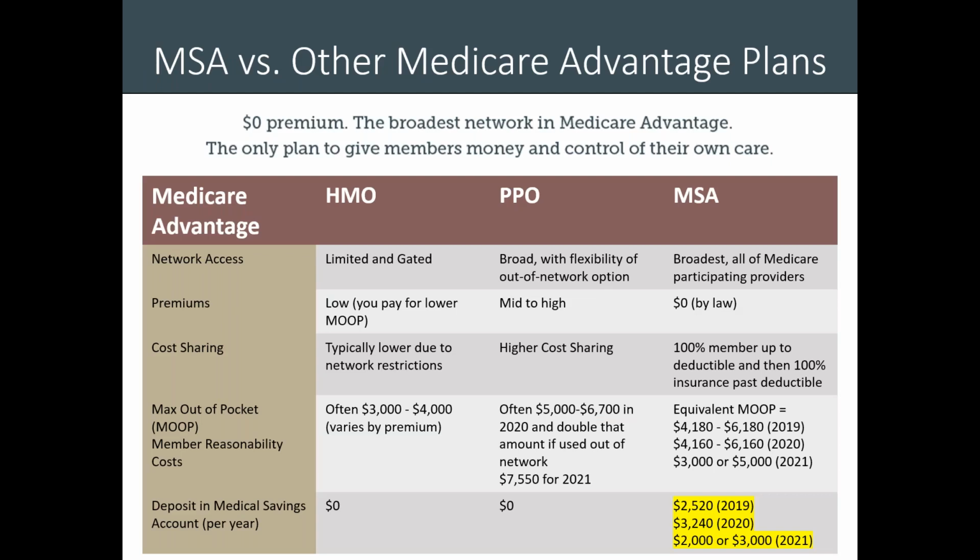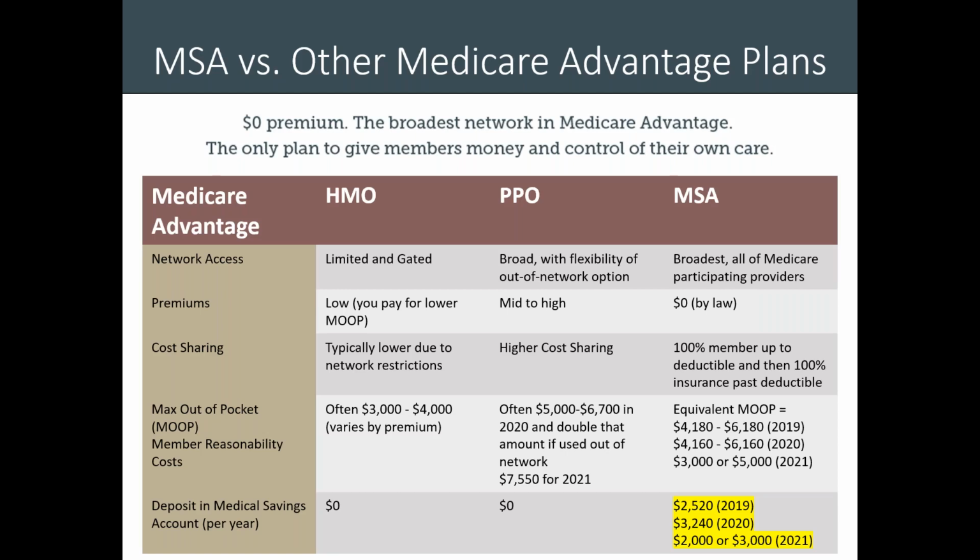So let's do a quick comparison of MSA versus the other plans. So HMO, obviously we've got very tight networks, typically 0 premium, low maximum out of pockets, 3,000 to 4,000. PPO, we've got larger network access. Premiums are going to be higher, probably $30 to $50, maybe more per month. And the maximum out of pocket, if they go out of network, of course, is going to be double the in-network maximum out of pocket.